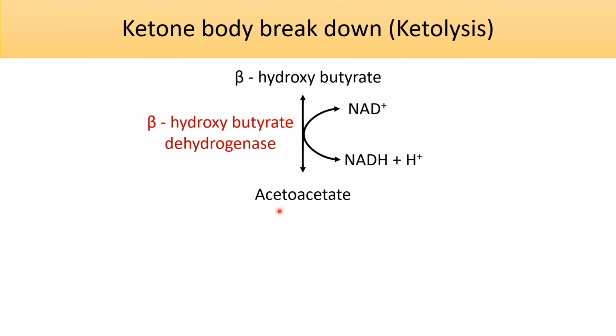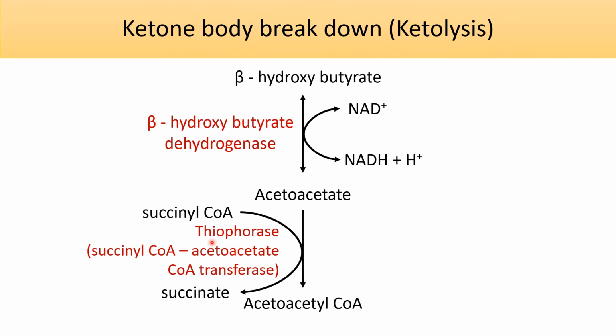Next, we are seeing this acetoacetate. In case of ketogenesis, we saw that from HMG-CoA we form acetoacetate, but it's an irreversible step. So we have to use some other enzyme to convert this acetoacetate to acetoacetyl-CoA. Okay, we don't have HMG-CoA here. Directly we are converting this acetoacetate to acetoacetyl-CoA. So for this we are going to use an enzyme called thiophorase. So thiophorase will convert acetoacetate to acetoacetyl-CoA.